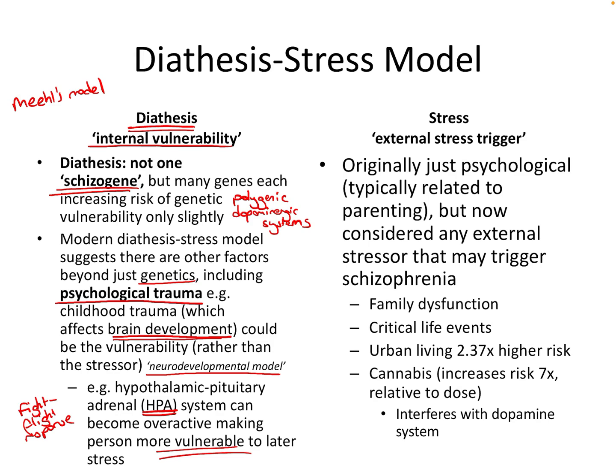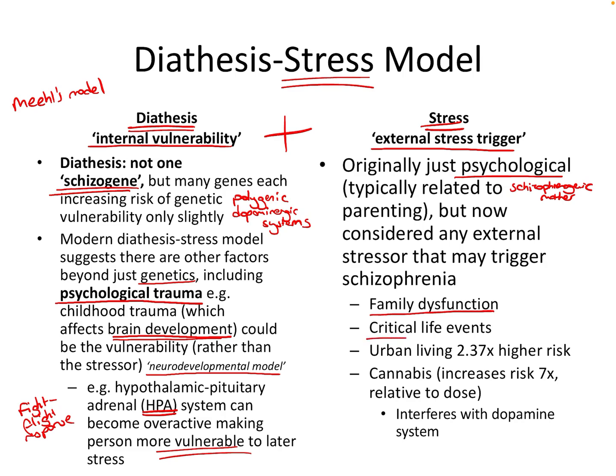It can be genetic, but not necessarily. This combines with the stressor, the stress in the diathesis-stress model, and this is some sort of external stress trigger. And we know that there are many, many different external factors that can increase somebody's risk. So originally they were just psychological. Originally we were looking at the schizophrenogenic mother, and other examples of family dysfunction. But nowadays we've got many other external stresses that can trigger schizophrenia.